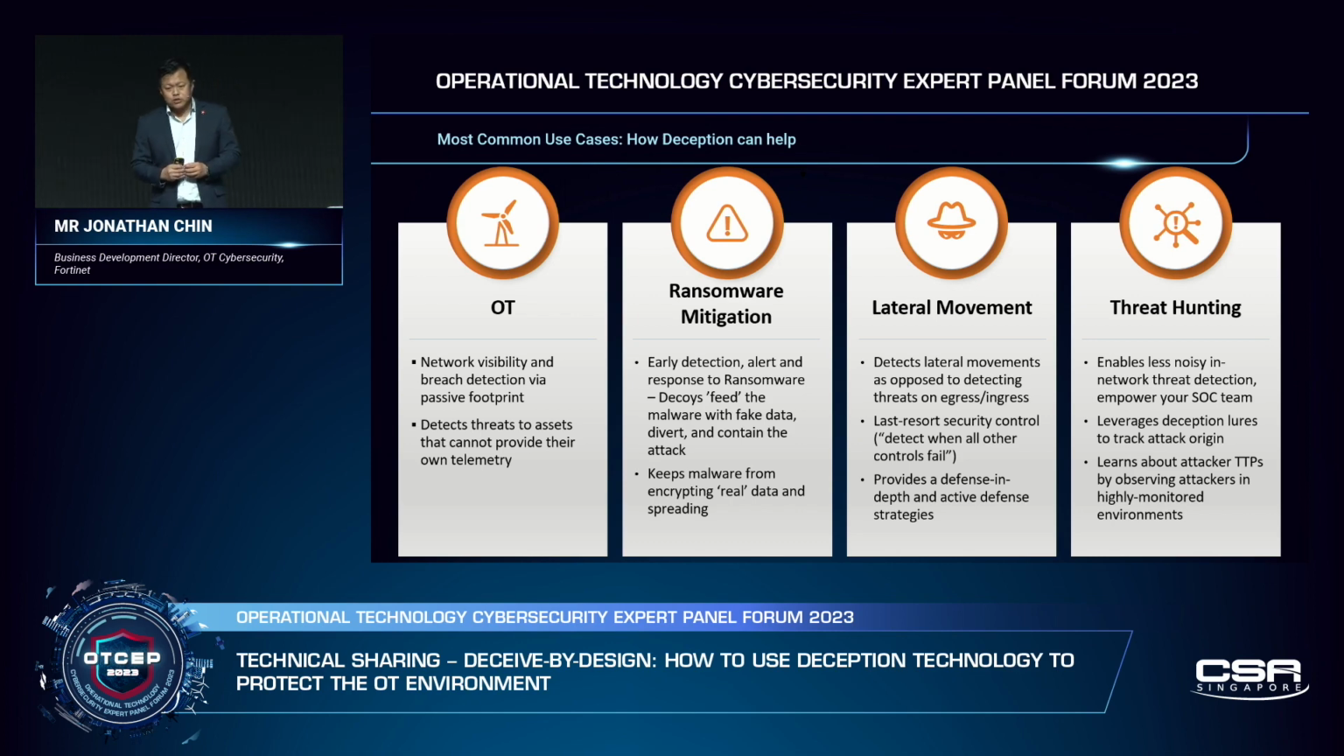The second thing is that we can actually do early detection alerts with response for ransomware. So assuming there's an attacker seeking to encrypt files, when you put a deception layer over it, you can have decoys that feed the malware with fake data, fake files that will divert and contain the attack, and then give you the alert awareness as well. So you don't get infected, but you're aware of the intent, the TTP of an attacker, and you can address it before anything happens. It's early alerts. It also gives you the ability to keep the malware from encrypting new, real data, and spreading. So you can actually detect things like lateral movement, as opposed to detecting traffic that comes in and out, ingress and egress.